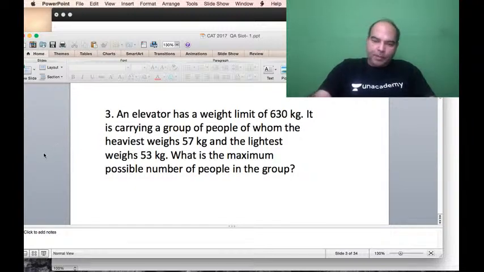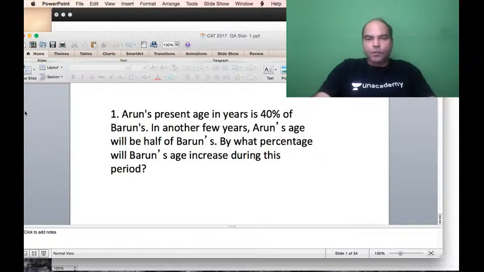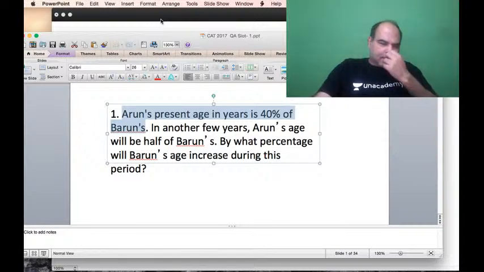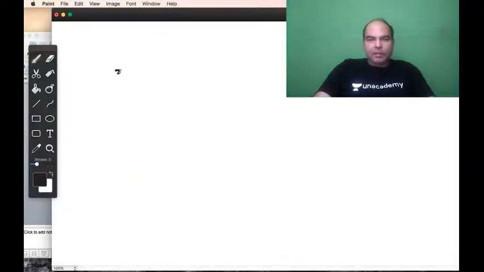Right, your time is up now. So let's start the first question. The first question says Arun's present age in years is 40% of Barun's age. When you read this statement, there is a reaction to it which you can have algebraically: if you take Barun's age as x, then Arun's age will be 0.4x.